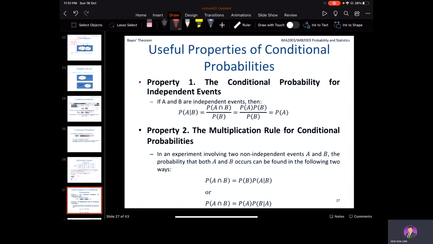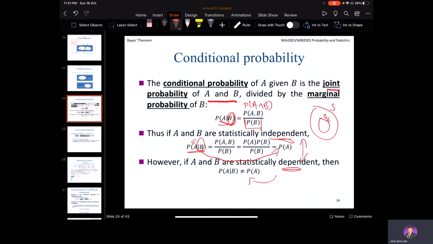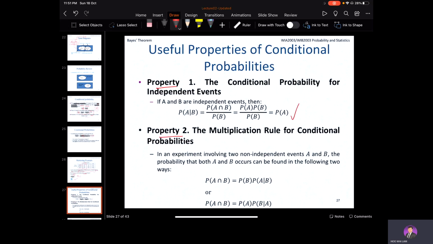There are some properties that we need to know about conditional probability. So this one we were already talking about just now. It's the same. And how about property 2? The multiplication rule for conditional probabilities. In an experiment involving two events, A and B, the probability of A and B occurring can be found in the two following ways. So when you have probability of A intersect B, when you want to expand the potential outcome, it can look like this, or it can also look like this.